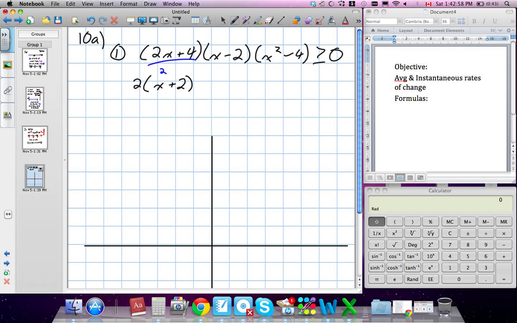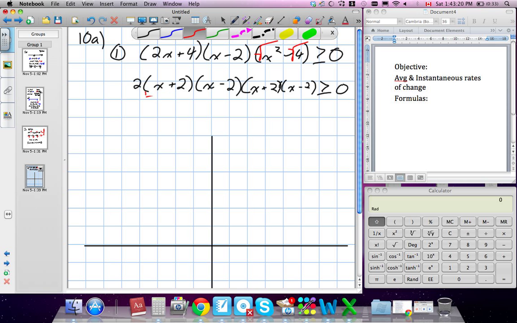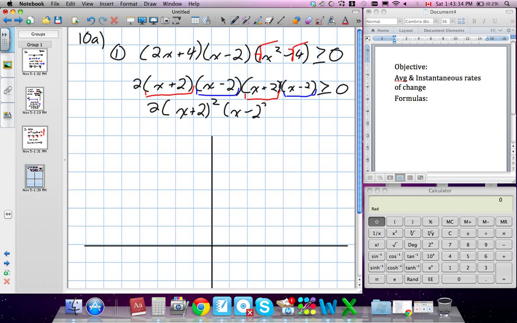And we have a difference of squares in our last one. So we find the root of the first and the last term. Is that familiar to you? And when we're doing a difference of squares, we put a plus and a minus in each. We're still greater than or equal to 0. Now we have similar brackets, x plus 2 and x minus 2, so we can simplify them by putting 2 times x plus 2 squared multiplied by x minus 2 squared, greater than or equal to 0.